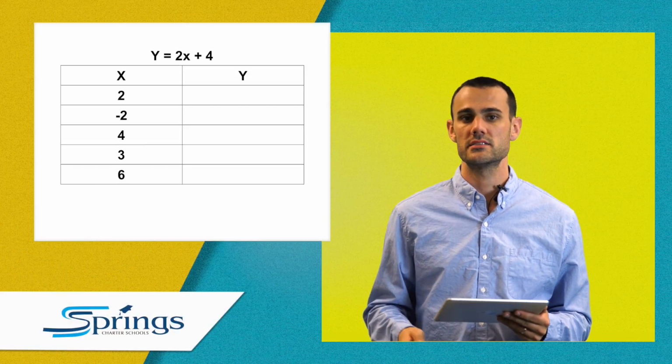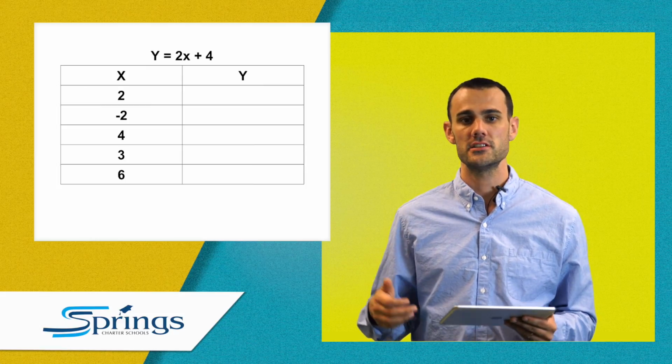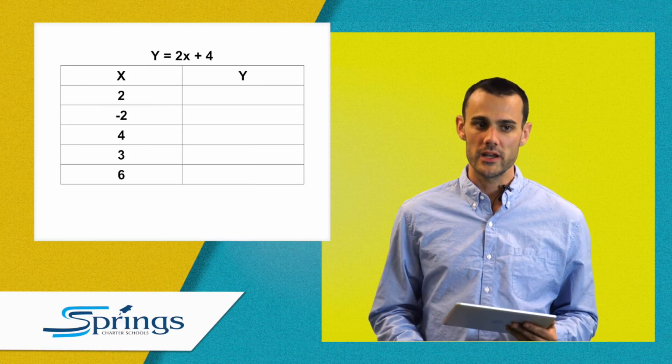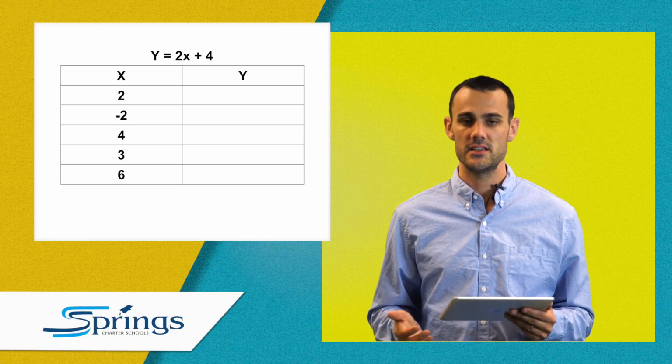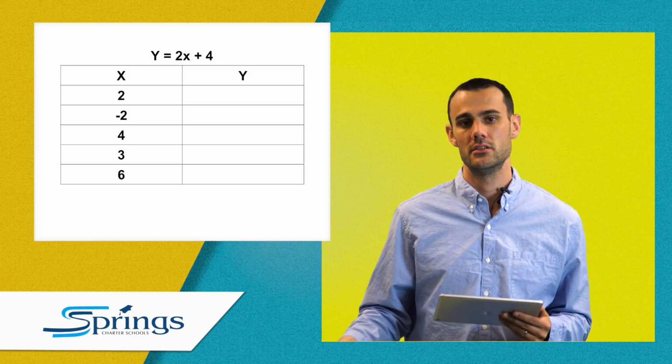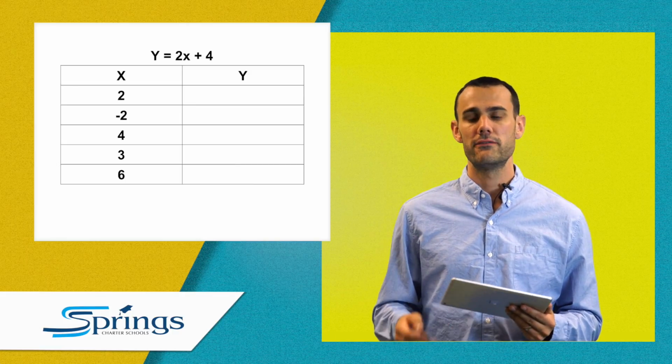Here's our first function table. We have y equals 2x plus 4. Now, the first thing we need to do when thinking about filling out a function table is think about what operations this is asking us to do. And in this particular instance, I'm seeing multiplication and addition. Now, if we follow the order of operations, we know that we multiply before we add.